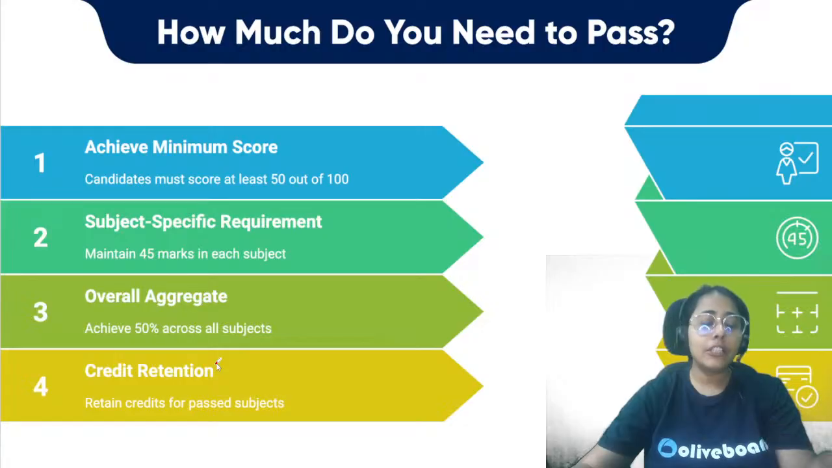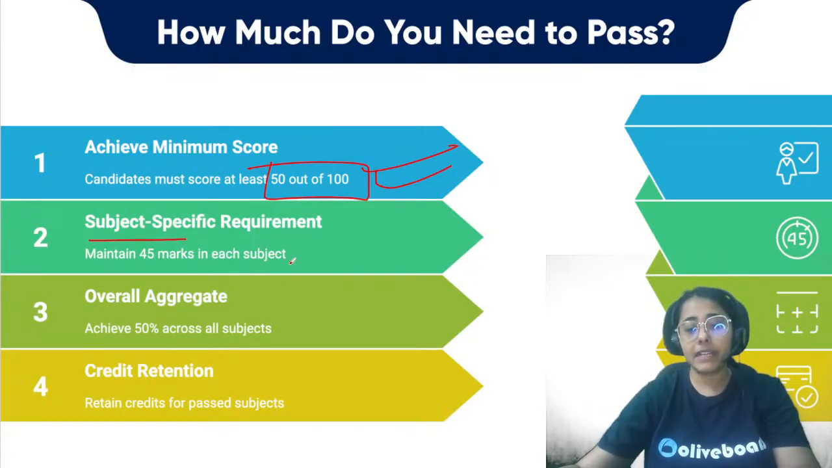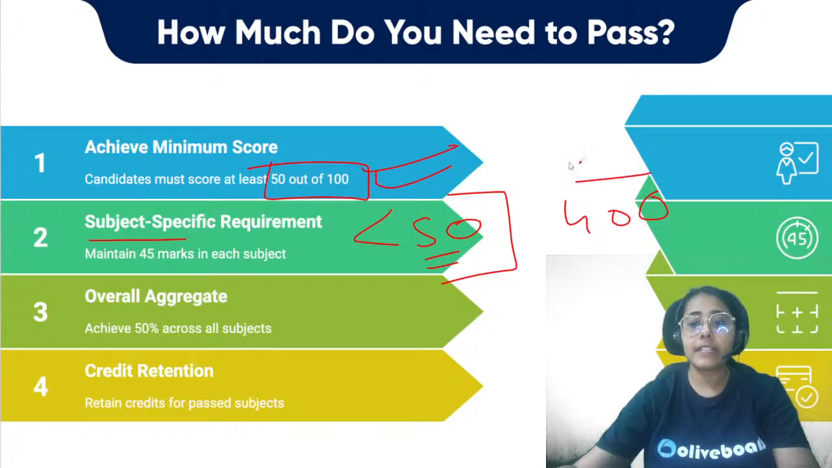How much do you need to pass? You must score 50 out of 100 to qualify your RBWM paper. If you are attempting all the four papers in a single attempt, that is in your May cycle, you'll also get the aggregate benefit criteria. That means even if you scored less than 50 in one paper, but your total out of 400 is 200 plus, then also you will qualify the JAIIB exam.